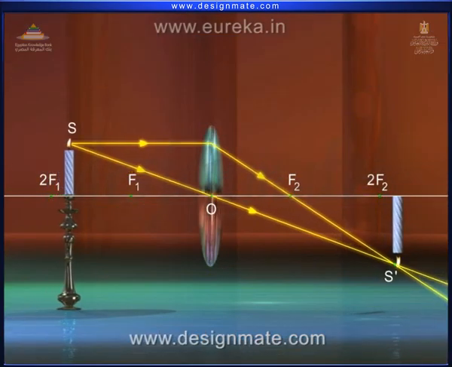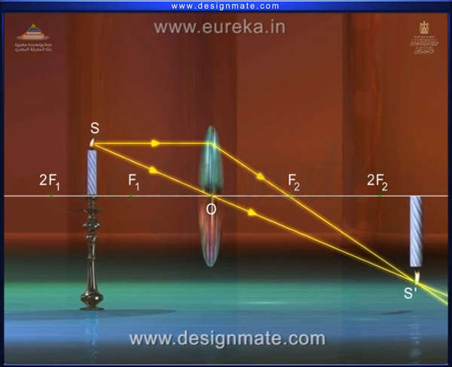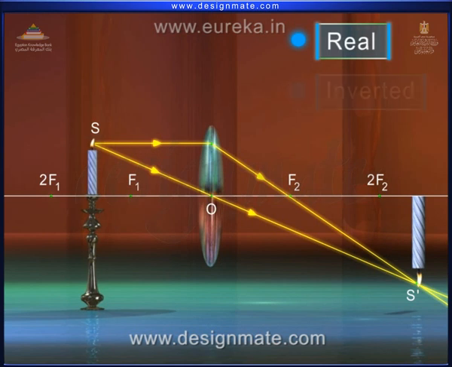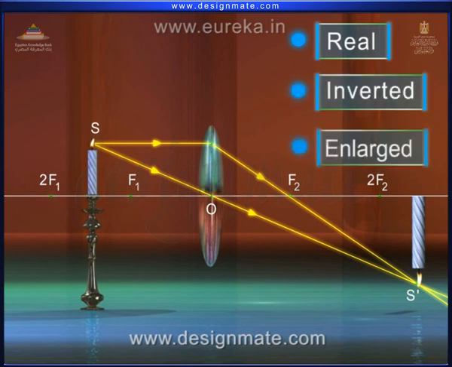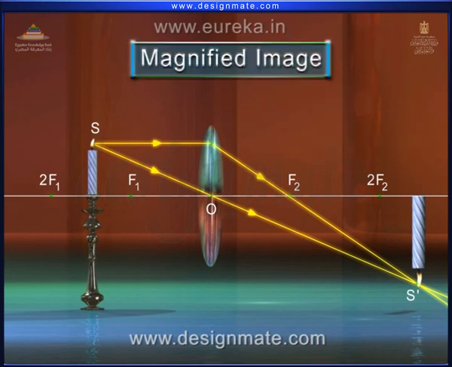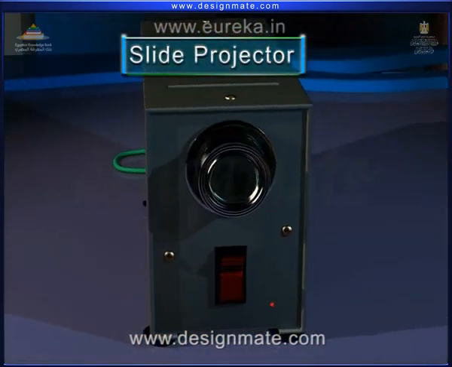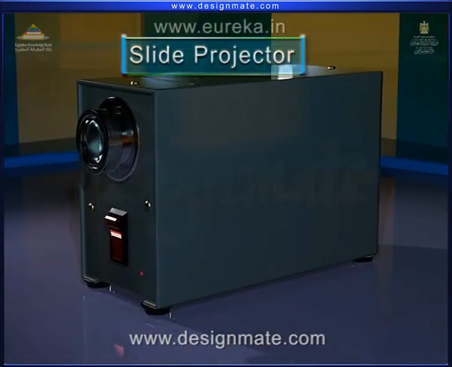Next, on further moving the object closer to the lens, so that it is positioned between 2f1 and f1, the image will be formed at a point further than 2f2. Here, the image is once again real and inverted, but the size of image is enlarged. In other words, we get a magnified image when an object is placed between 2f1 and f1. The best example for this type of image is a slide projector.